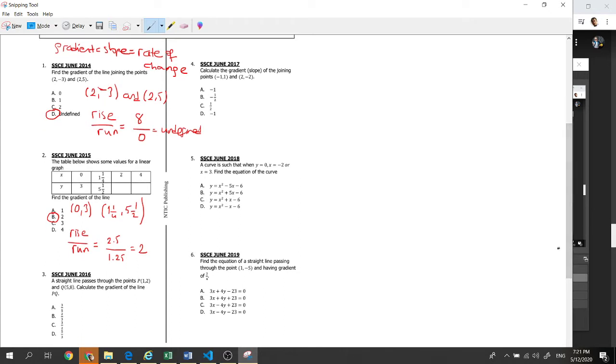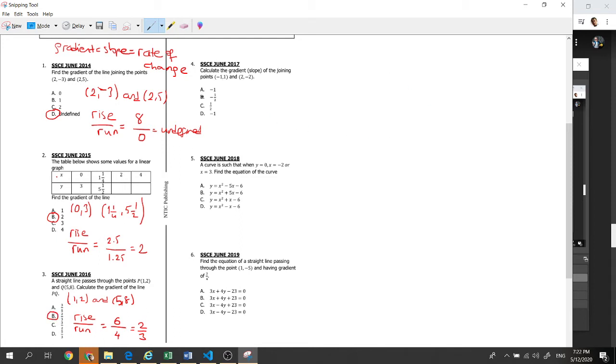Now the next question. A straight line passes through the points (1, 2) and (5, 8). Calculate the gradient of the line. That's another simple question. Again, our points are (1, 2) and (5, 8). The same thing, rise over run. What's your rise? From 2 to 8, your rise is 6. From 1 to 5, your run is 4, which means 6 over 4. You can simplify and you will get the answer, option B.